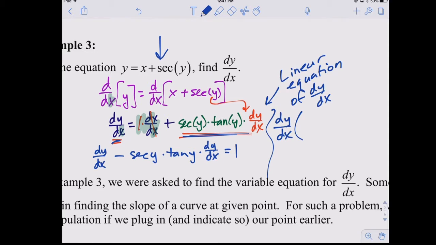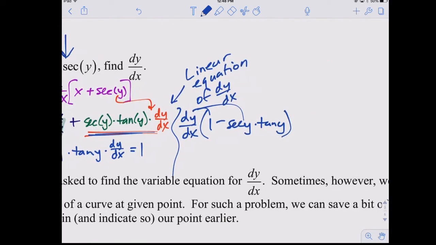What do you get when you factor dy/dx out of a dy/dx? 1. Guess what the most common error is right there, students put? 0. Don't put 0. Minus secant y times tangent of y. If you get in the habit of just quickly mentally redistributing, you'll see that you got the right answer. And of course, that equals 1.